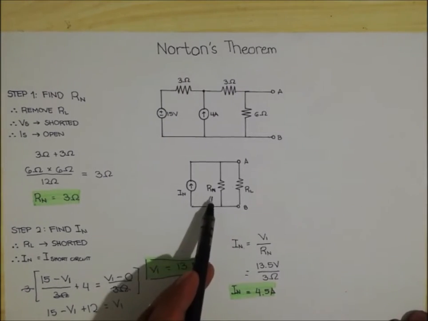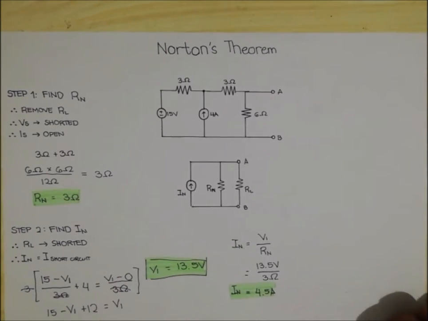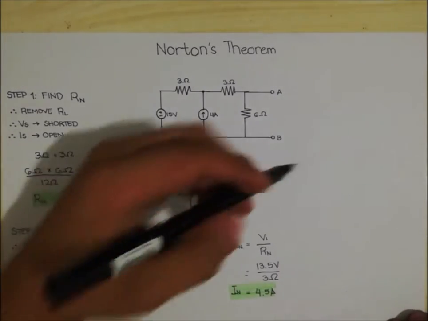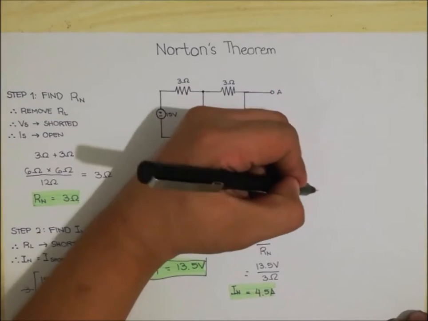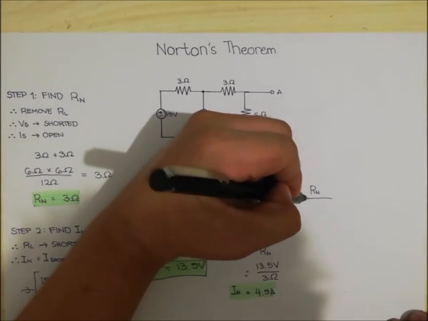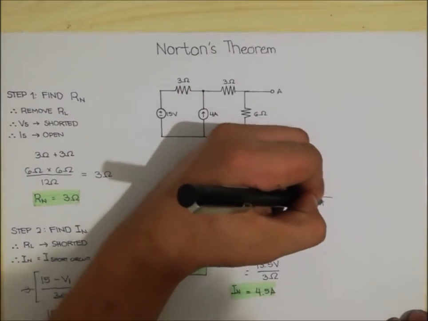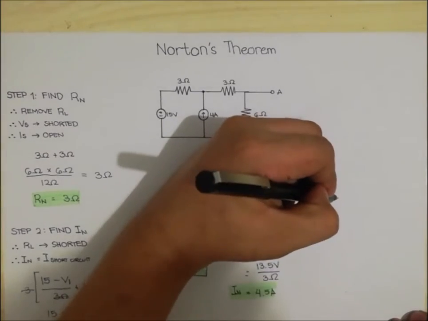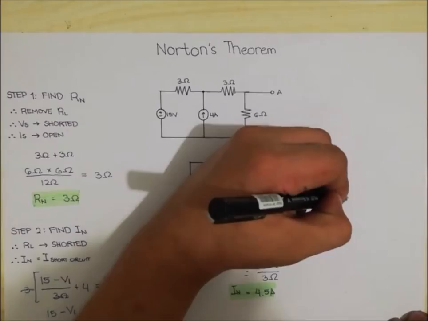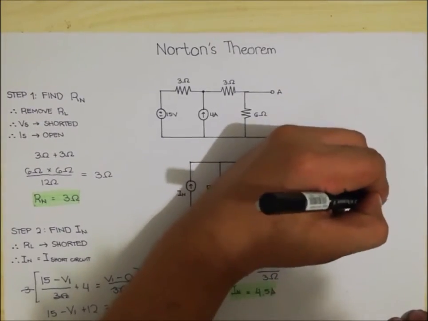And now we have already found our two parameters for the Norton equivalent circuit, and that is our Norton equivalent resistance and our Norton equivalent current. So for solving the current on the load, the formula R sub n over R sub n plus the load resistance R sub L, times the Norton equivalent current, can be used. And that is equal to the current on the load.